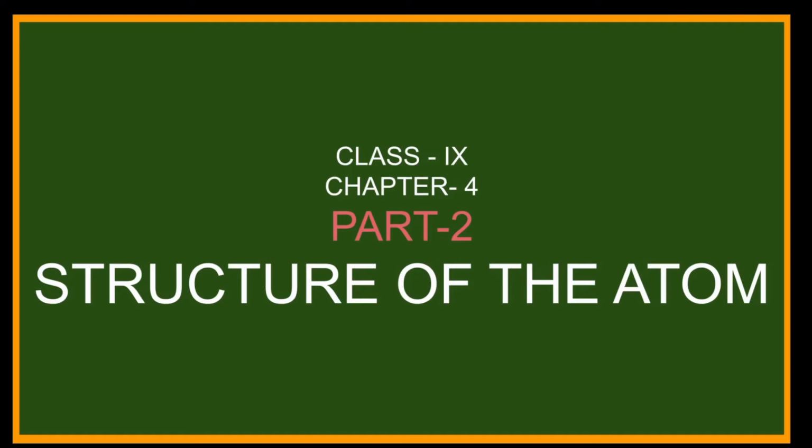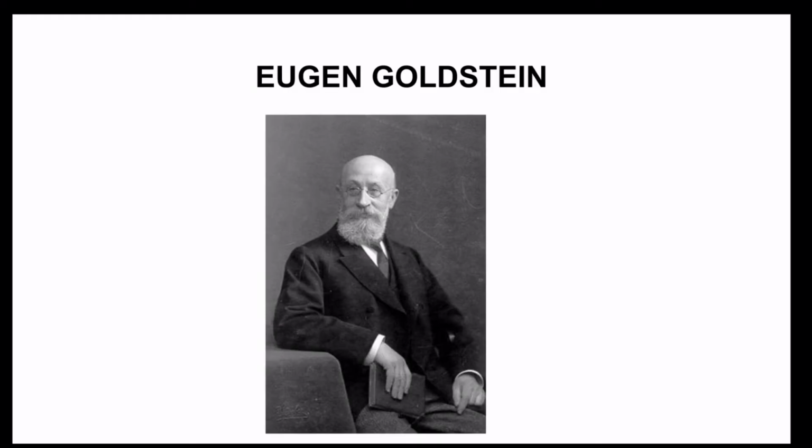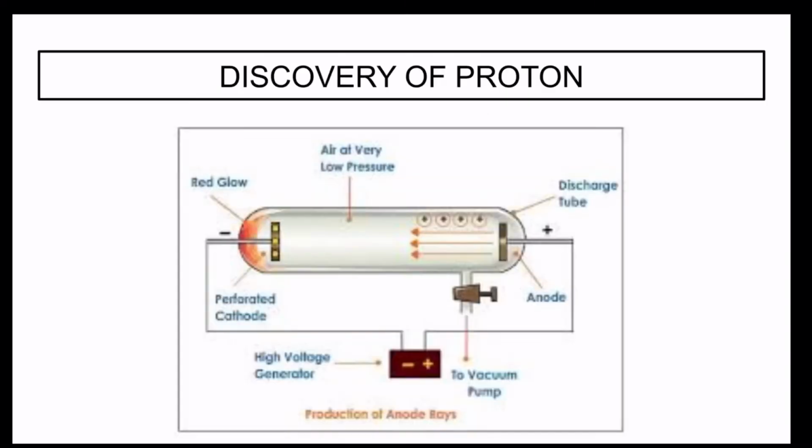Part 2 of Structure of Atom is devoted to anode rays, which led to the discovery of the proton. This is Eugen Goldstein, a German scientist who worked on the discharge tube, and his work led to the discovery of the proton. This is the setup of the experiment which was performed by E.